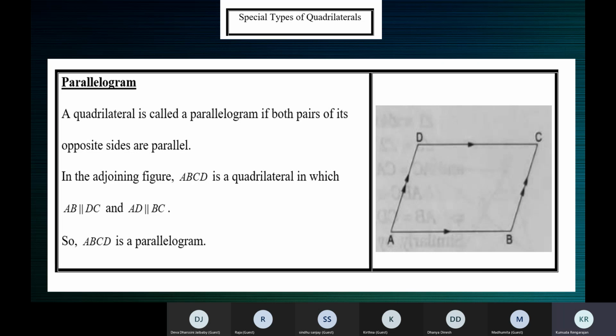AC is not equal to BD, but AC and BD bisect each other. That is, BD cuts AC into two equal halves. AC cuts BD into two equal halves. They cut one another into two equal halves. So they'll have the same midpoint. Both the diagonals will have the same midpoint. If the midpoint of AC is O, the midpoint of BD is also O.